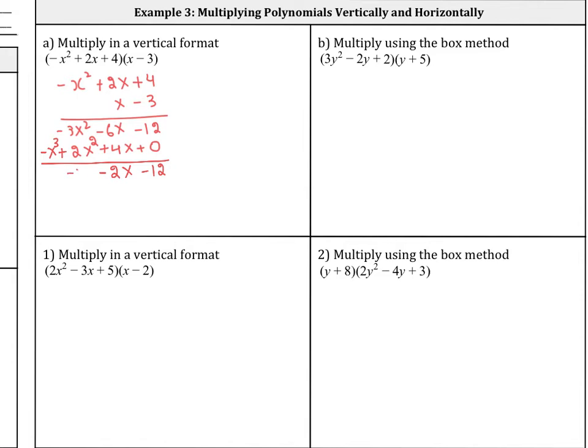Here you're going to get negative x squared and then x cubed. So your final answer is going to be negative x cubed minus x squared minus 2x minus 12.